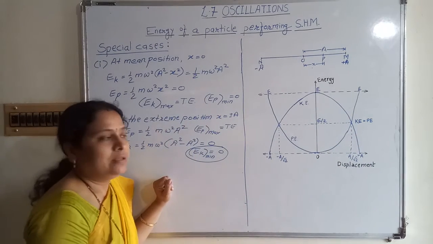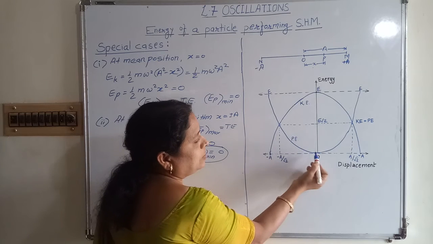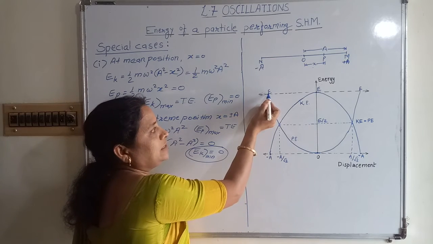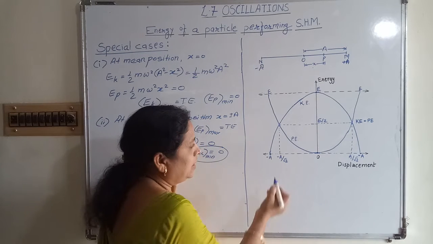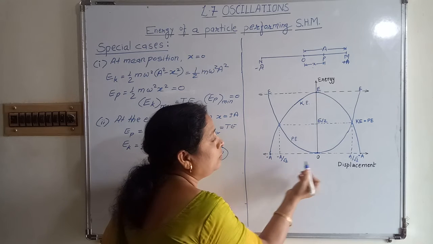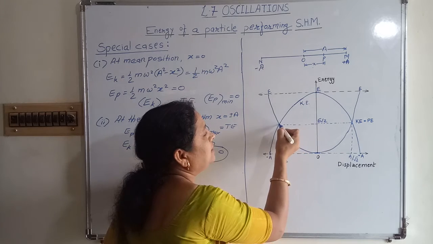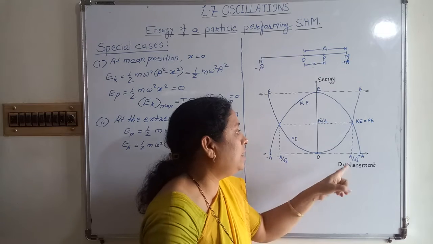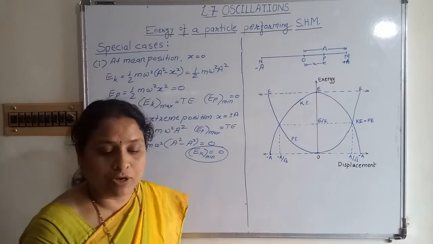Now this curve represents the potential energy. The potential energy is minimum at the mean position and maximum, equal to the total energy, at the extreme position. At this point, where the displacement is the amplitude divided by the square root of 2, the kinetic energy and potential energy graphs cross each other. The values of kinetic energy and potential energy are equal at this point, a by root 2. That is given in your book. We will discuss that point also.